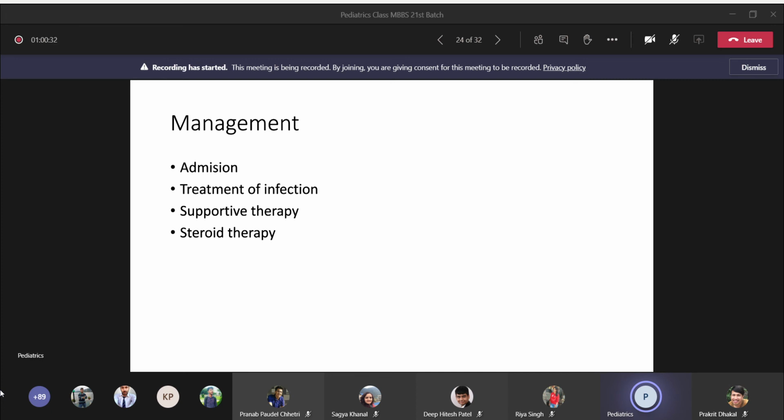The second one is treatment of infections. What are the infections? Either UTI or acute peritonitis or pneumonia or tuberculosis or any type of infection, you have to treat. And for that, you have to give the antibiotic also. So for that, you have to admit the patients. So come to the supportive therapy. Supportive therapy means general treatment.